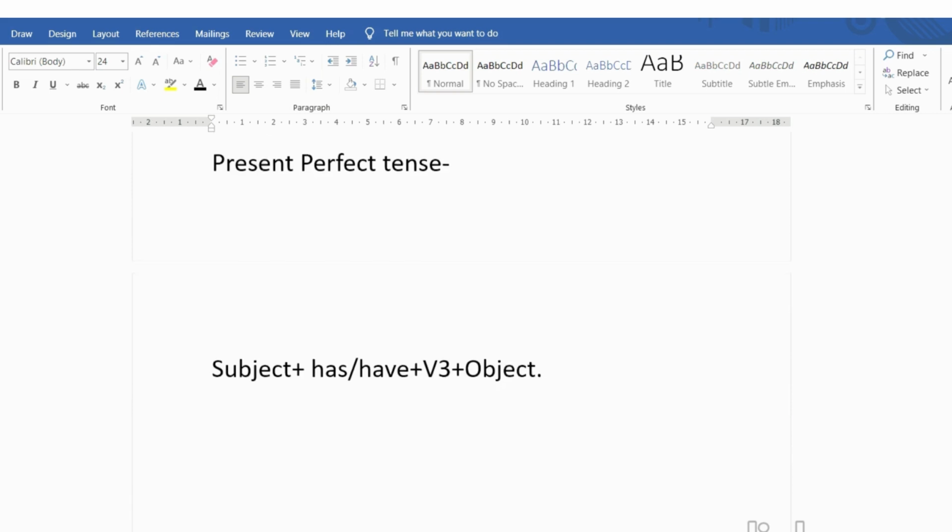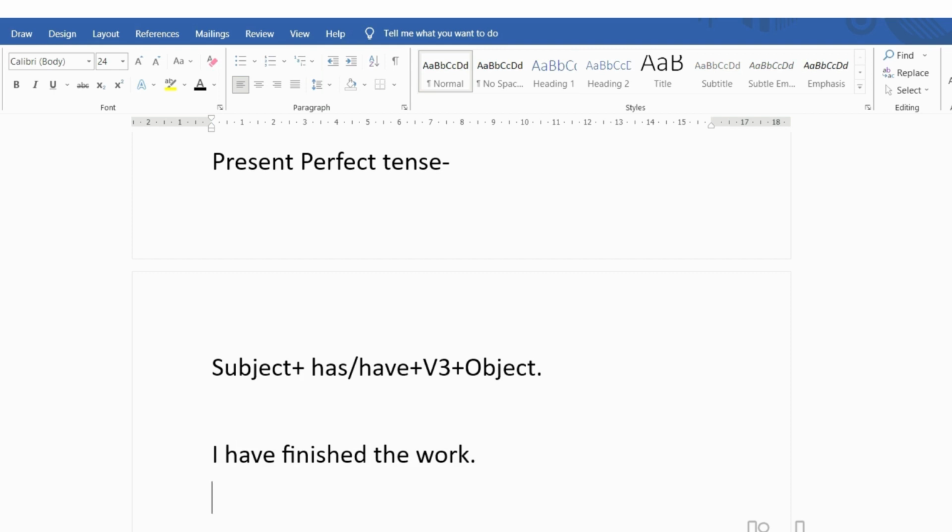Okay. Now, where and how do we use present perfect tense? With singular nouns, we use has. With plural nouns, we use have. But there is an exception. With I, we always use have. Okay? So, the sentence will look like this: I have finished the work.